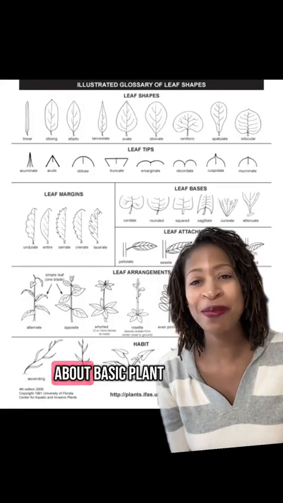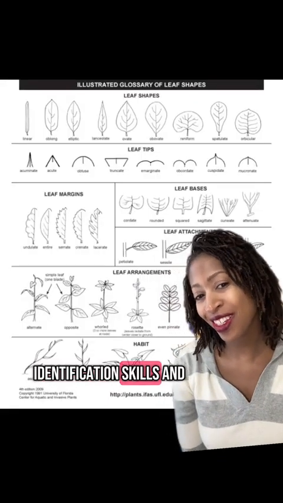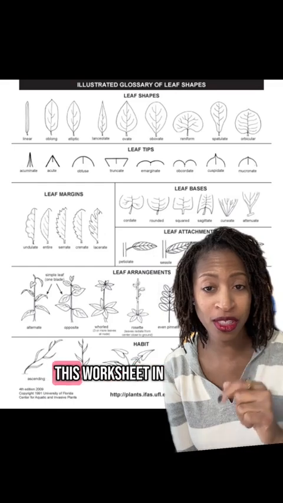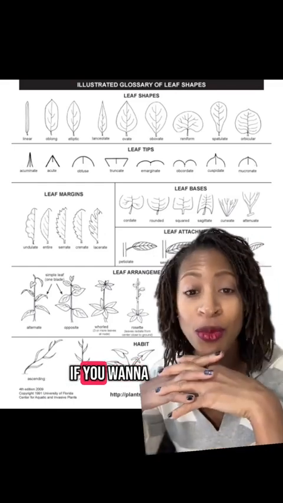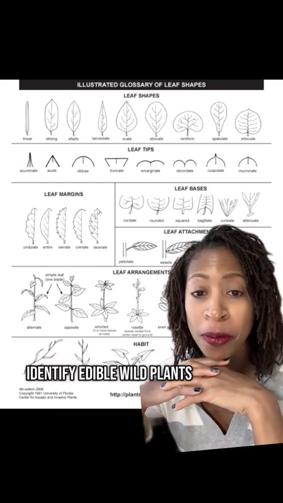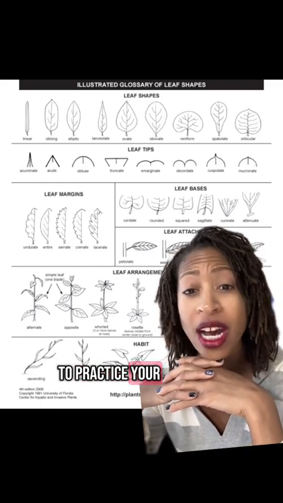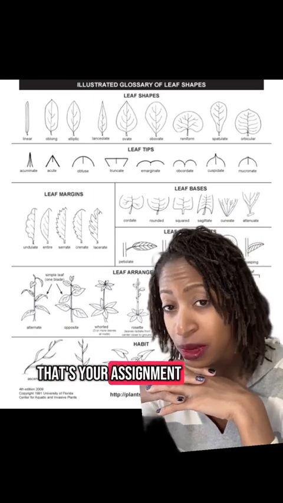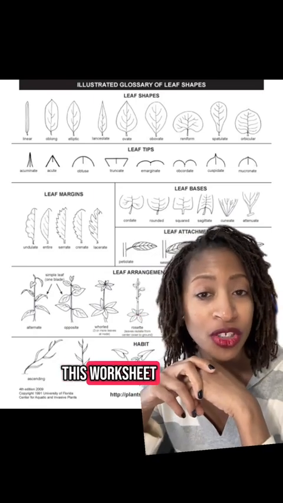Today's lesson is about basic plant identification skills and foraging safety. The link I just shared includes this worksheet in the folder. If you want to learn how to identify edible wild plants, you're going to have to practice your observation skills. So that's what we're going to do this week. That's your assignment. You're going to take a look at this worksheet.